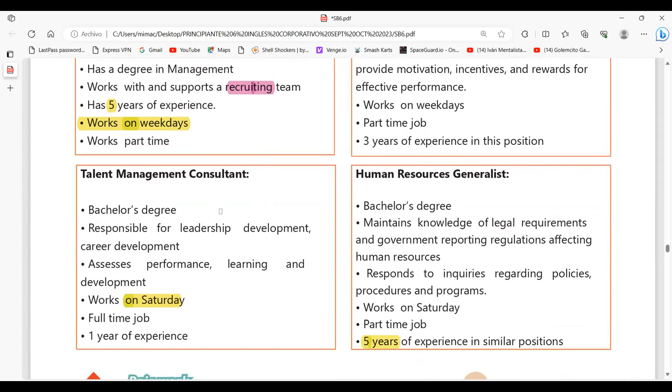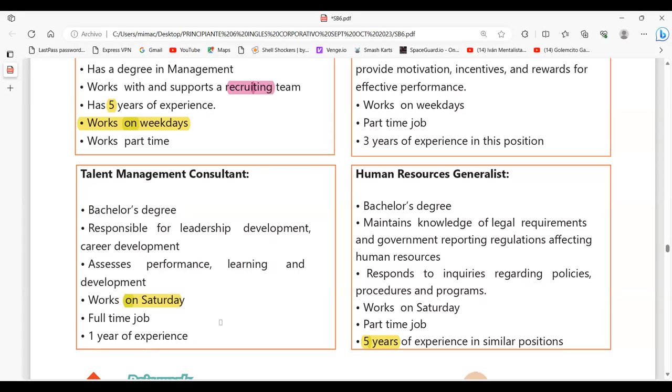Now, listen to me. Talent management consultant, bachelor's degree, responsible for leadership development, career development, assesses performance, learning and development, works on Saturday, full-time job, 1 year of experience. Now you.